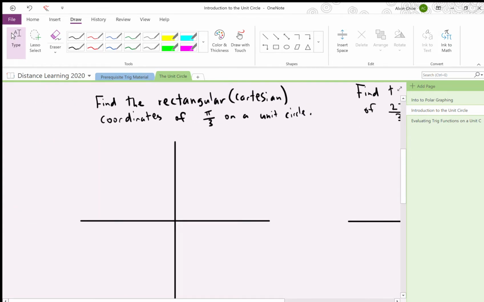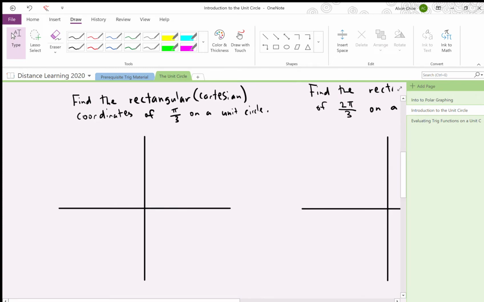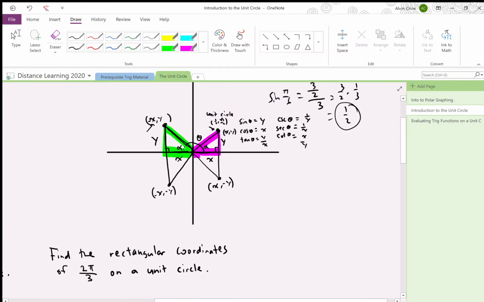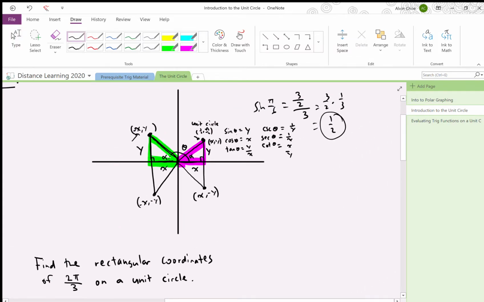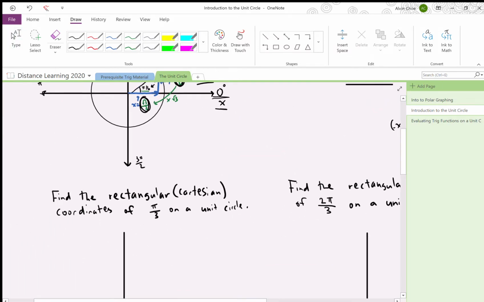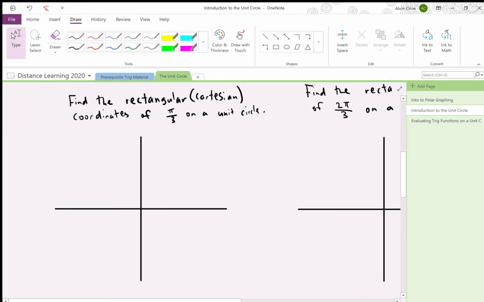So if you're trying to find the rectangular coordinates of pi over 3 on a unit circle, which will give us the trig function values, because don't forget the x and y coordinates give us cosine and sine of theta, what you would have to graph is pi over 3. So we start at 0 degrees because that's standard position. We go pi over 3 counterclockwise because that's a positive angle measure. And that'll give us pi over 3 here.